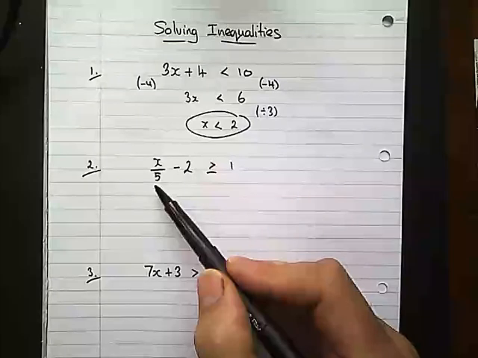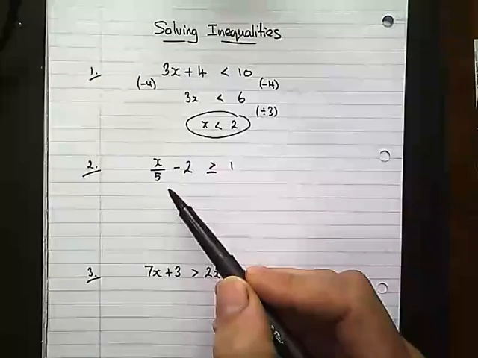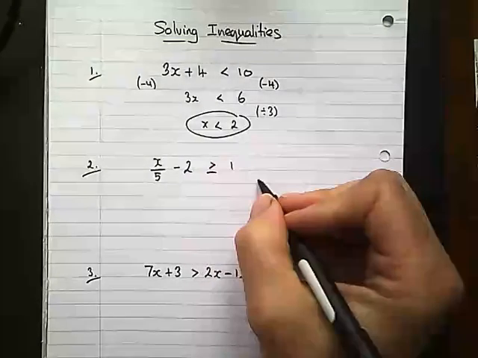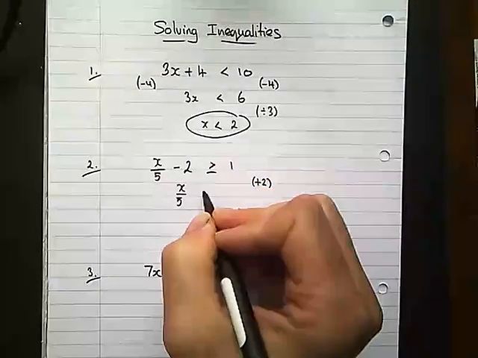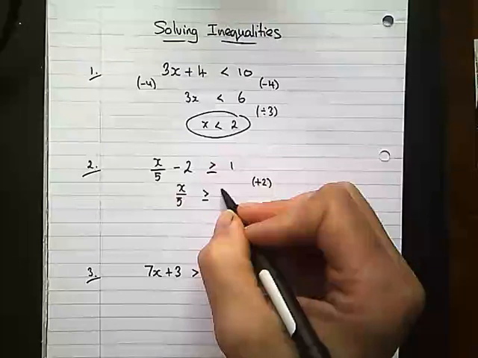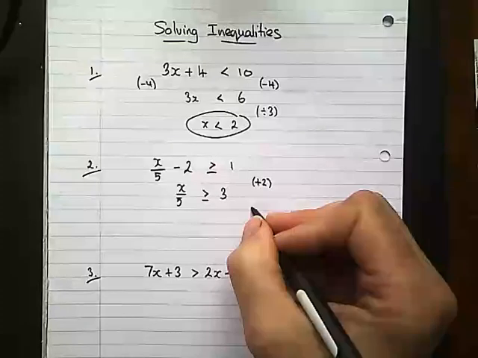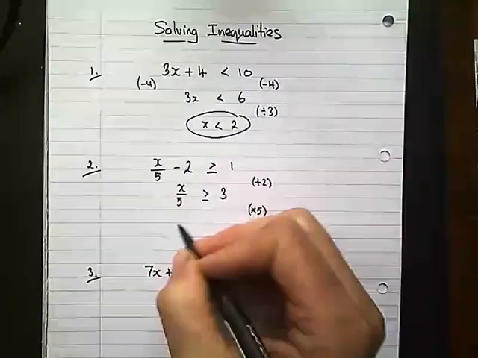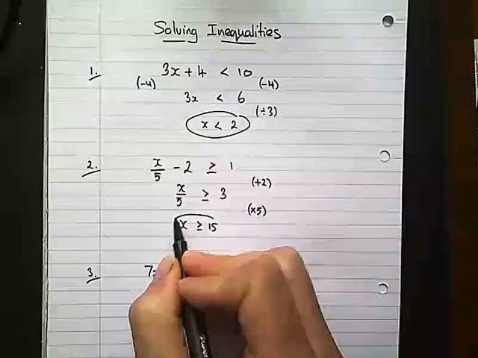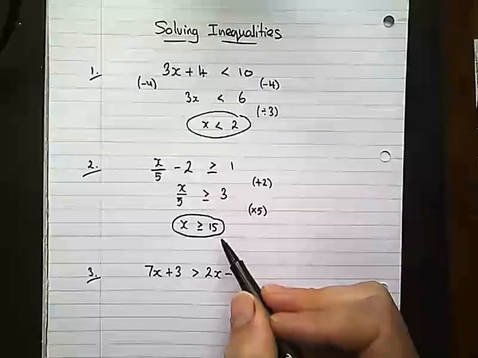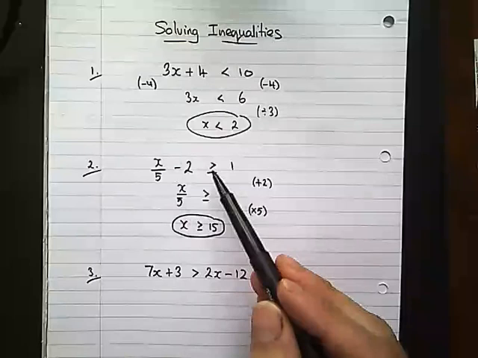Second example. Think about what you're doing to x. I'm dividing it by 5, and then I'm taking away 2. So I need to reverse that process. I add 2 to both sides, and I get left with x divided by 5 is greater than or equal to 3. Then I undo the divide by 5 by timesing by 5. That leaves me with x is greater than or equal to 15. So any value of x greater than or equal to 15 will give me, on the left-hand side, something that's greater than or equal to 1.